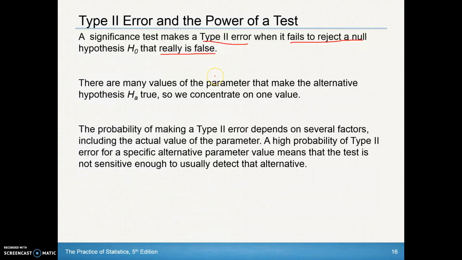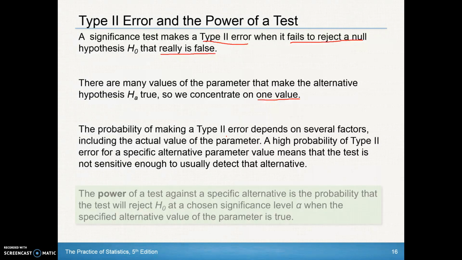Well, in a situation, there are many values of a parameter that make the alternative hypothesis true, so we're going to concentrate on one value. That's the key thing: we're going to concentrate on one value in that area. We'll do a problem in a second here. The probability of making a type 2 error depends on several factors, including the actual value of the parameter. A high probability of type 2 error for a specific alternative parameter value means that the test is not sensitive enough to usually detect that alternative.